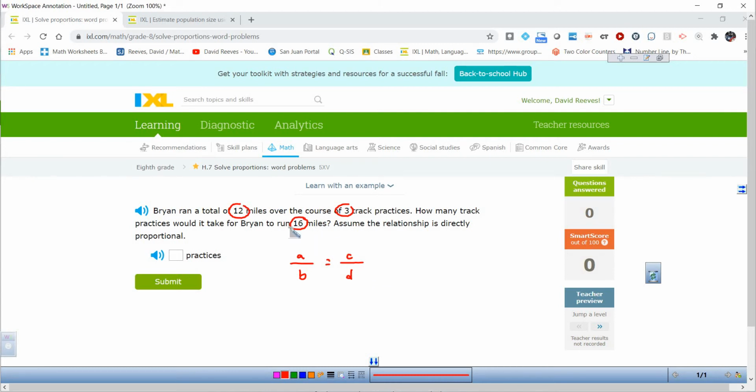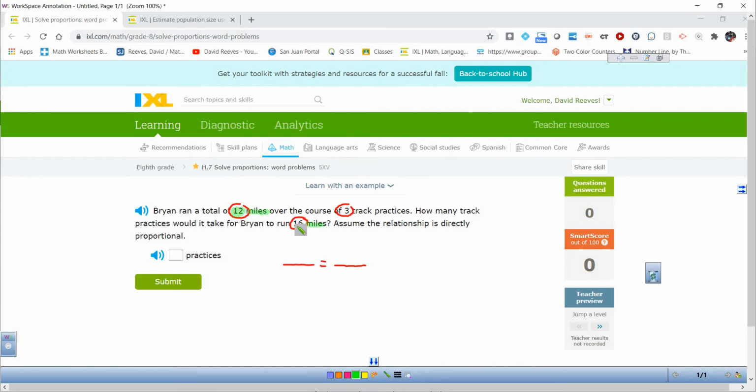Now, you can't just put them in random places, right? I can't just say, well, I'll put the 12 here, and I'll put the 16 here, eeny, meeny, miny, mo. I'll put the 3 here, all right? No, that's not how it works. All right, we have to have equivalent ratios. So in this case, what do we have? We have 12 what? We have 12 miles, and we have 16 miles, all right?